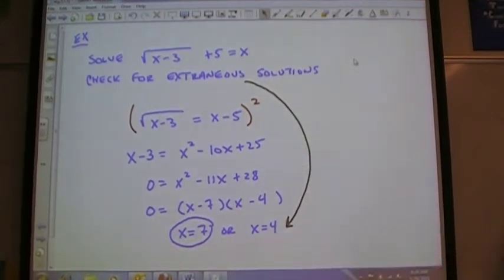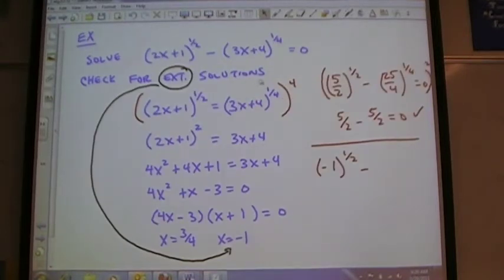So if I just told you to solve it, what's your only solution? 7. Okay? If I told you to list the extraneous solutions, you would say 4. Everybody got that one down? And the last one.